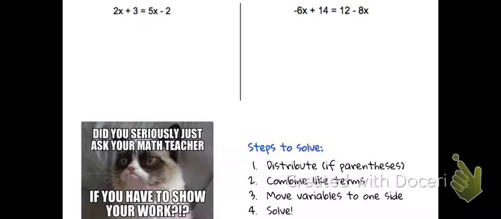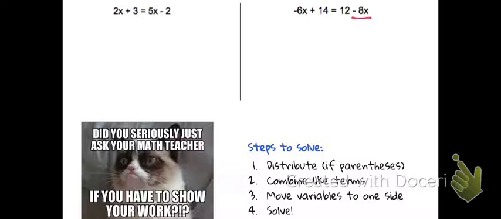Here we're going to solve these two multi-step equations using the steps below. If I look at the problem here on the right, the first step is to distribute if there's parentheses, which there's not. Then look at each side of the equal sign and see if there's any like terms you can combine. No. No. Now the next step is to move all the variables to one side.